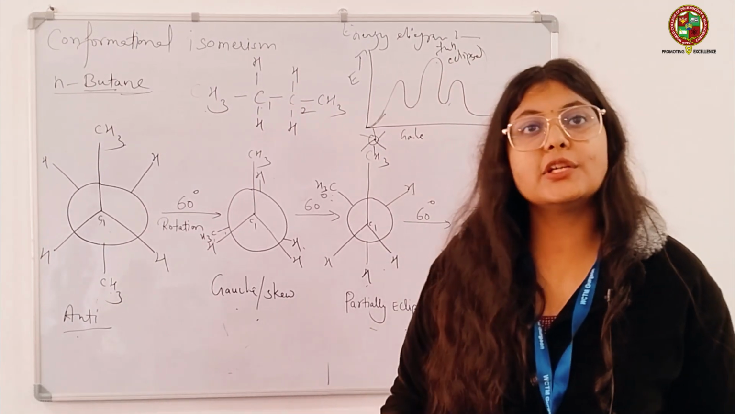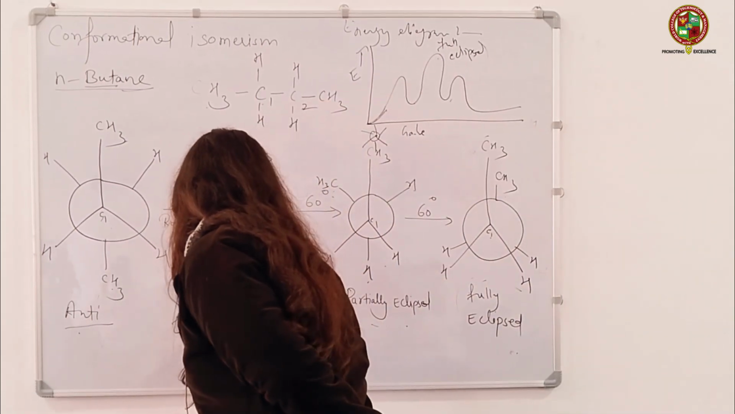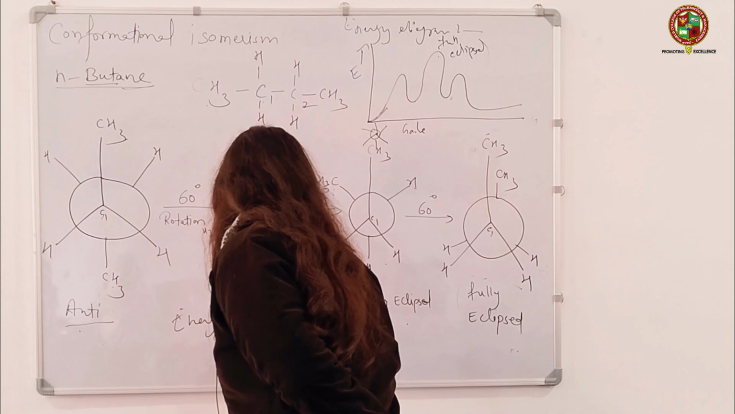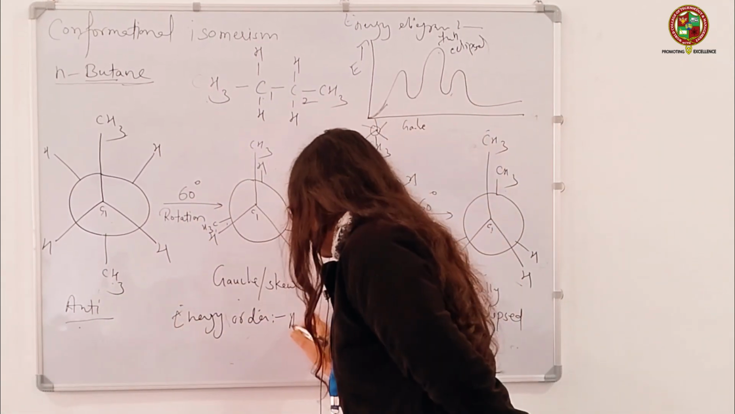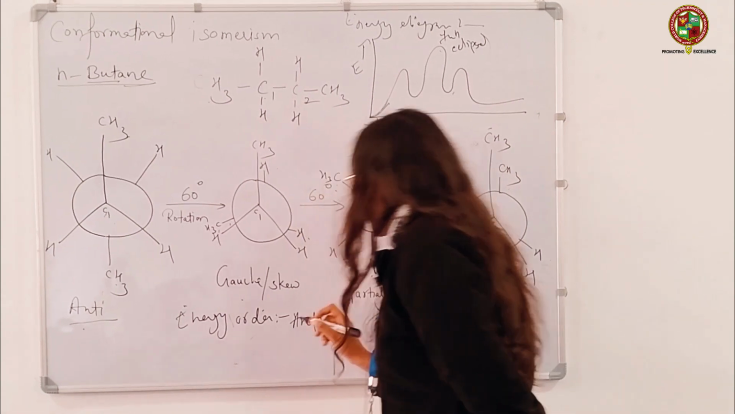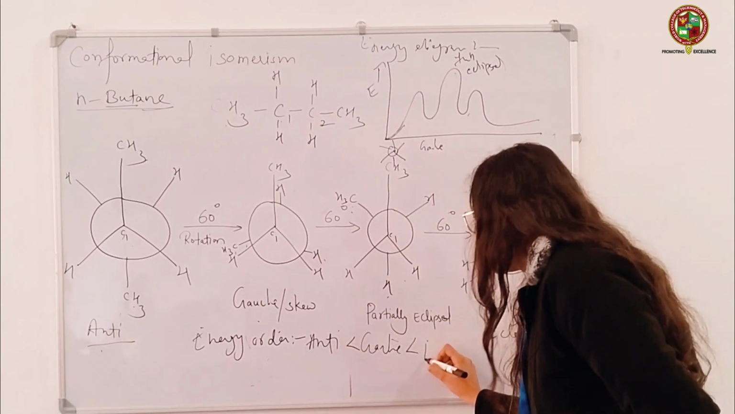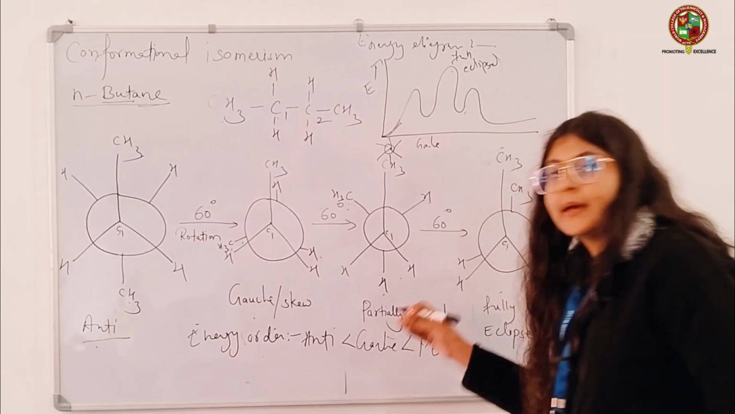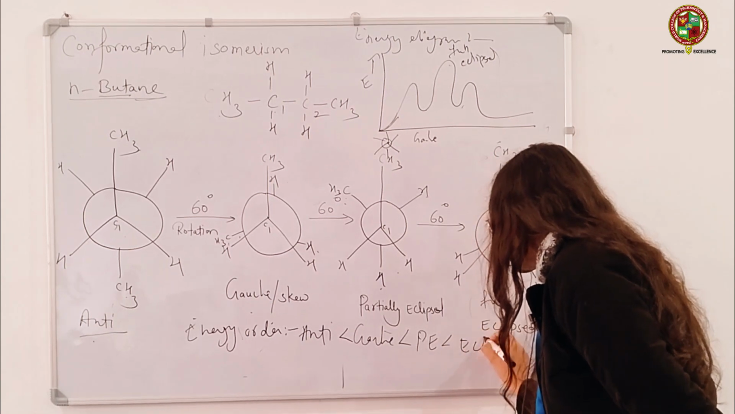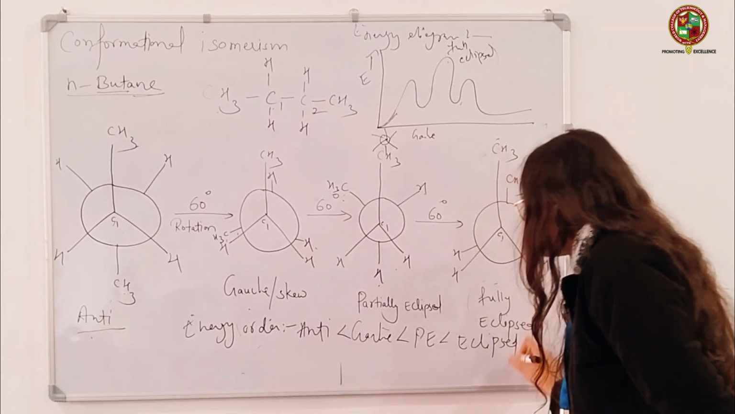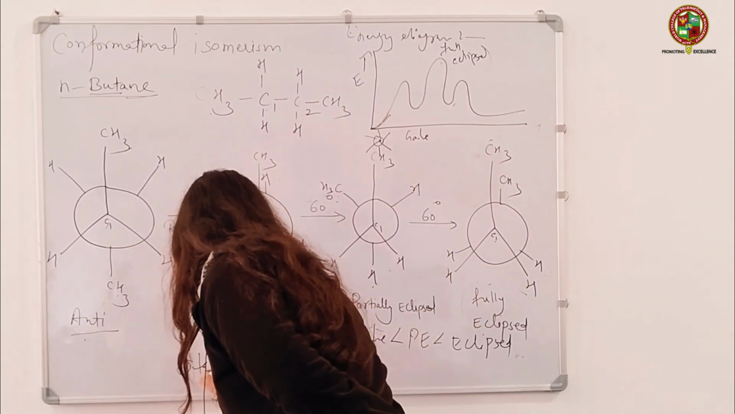If we are looking at the energy order, or stability order, the anti conformation requires less energy than gauche. After that, the partially eclipsed conformation requires more energy. After that, the eclipsed, the last one, is eclipsed.